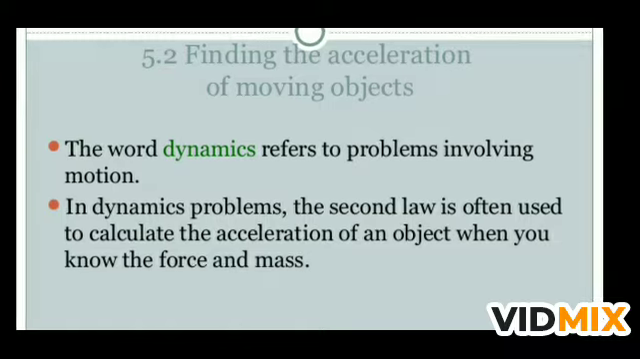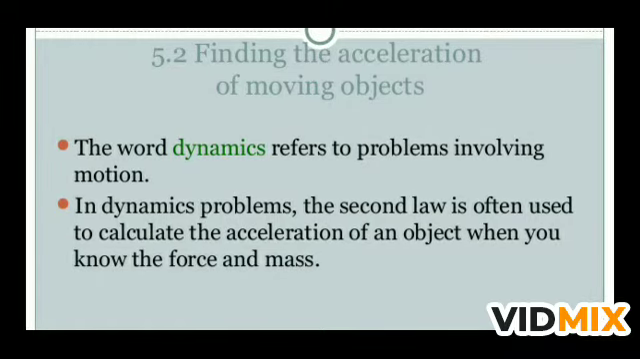Now, finding the acceleration of a moving object. The word dynamics refers to the problem involving motion. It means if the body is moving, we are using the word dynamics. Dynamics means the problems which have the body in motion.